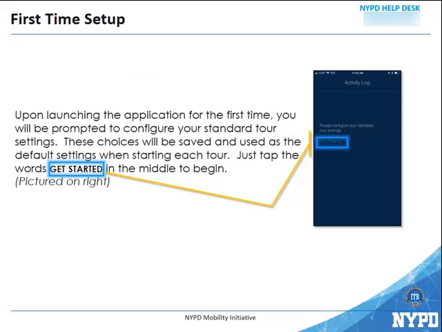Upon launching the application for the first time, you will be prompted to configure your standard tour settings. These choices will be saved and used as the default settings when starting each tour. Just tap the words "Get Started" in the middle to begin, pictured here on the right.